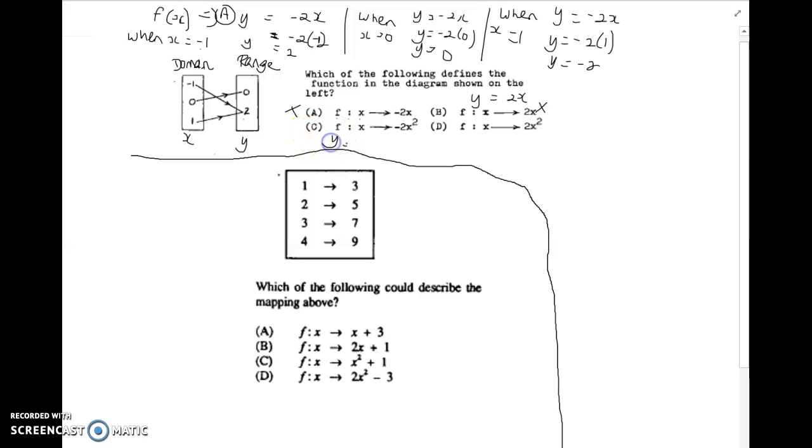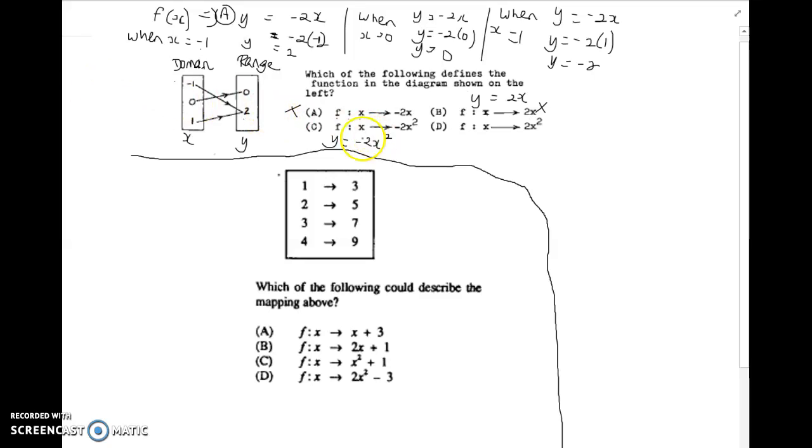And then let's look at part C. This is y is equal to -2x squared. So let's check it for when x is -1. -1 squared is what? -1 by -1, which is 1. And then 1 by -2 is -2. So it doesn't work for that one.